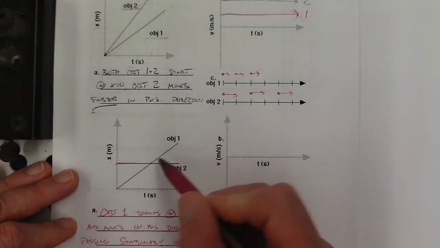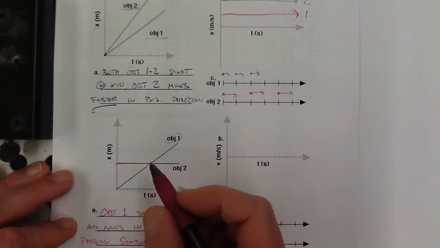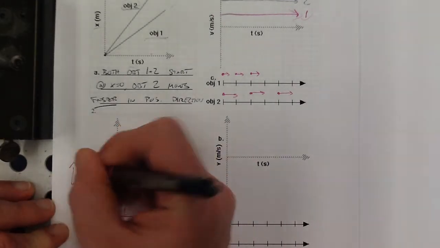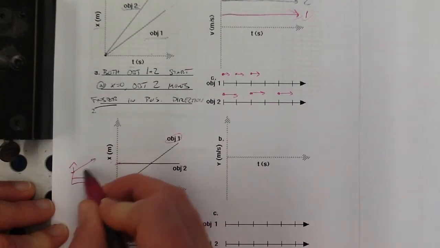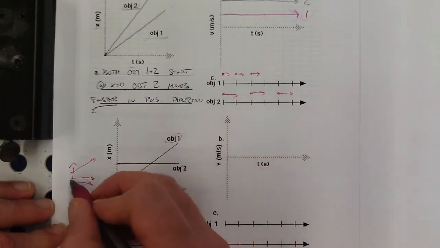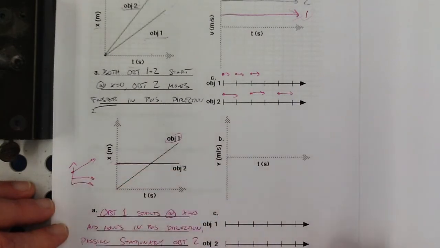Object 1 starts here. I think you do want to say that object 1 is going to pass object 2, because you could imagine a graph where here's object 2 stationary and object 1 starts here. It's kind of the same situation as this, but this one never passes. It's already in front of it when it starts. So I think that passing is important.